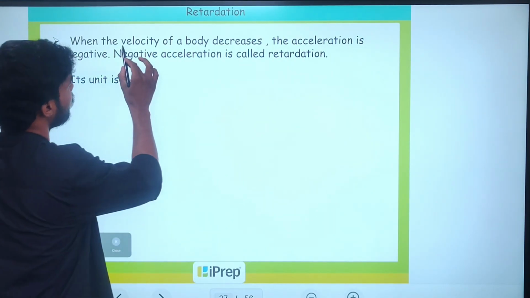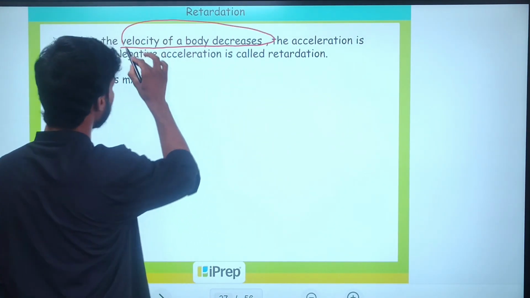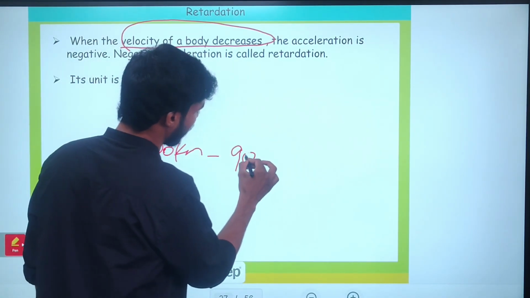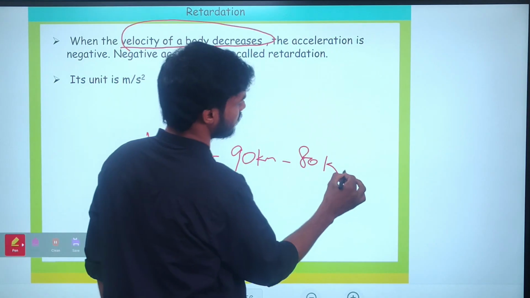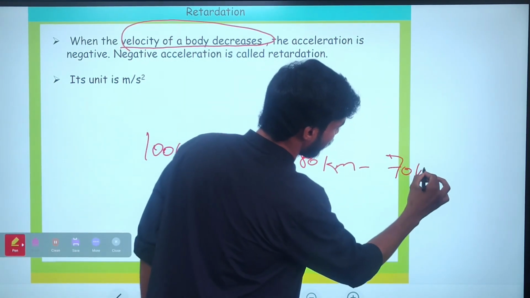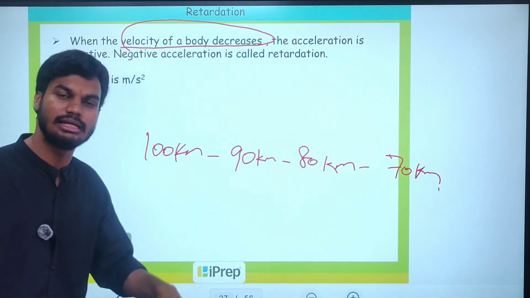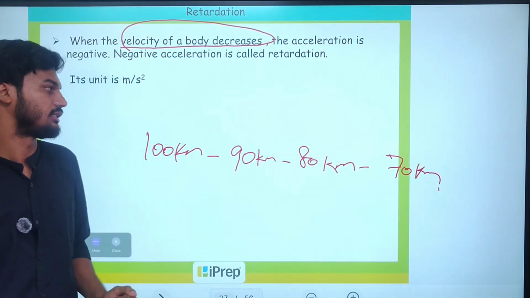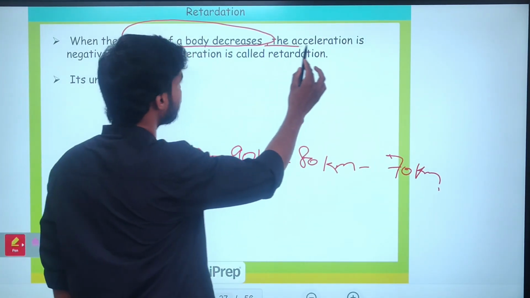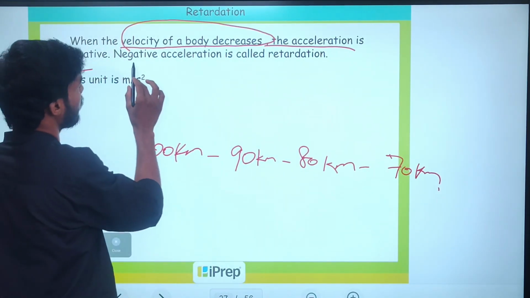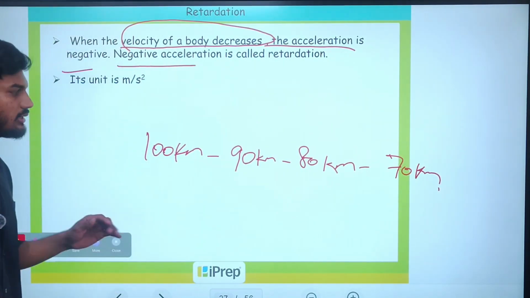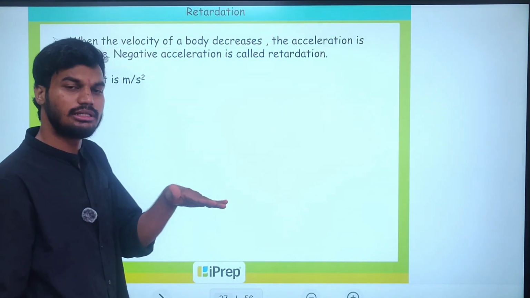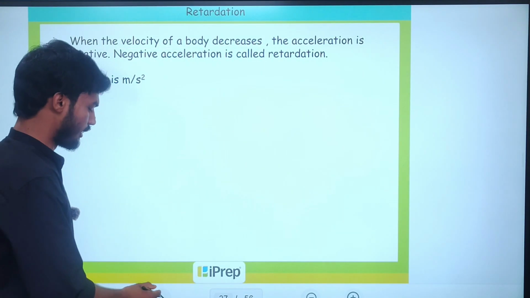Simply, the velocity of the body decreases. The speed was decreasing from 100 km per hour to 90, to 80, to 70 km per hour. Simply the speed is decreasing gradually. That is known as retardation. Right? It is negative acceleration. Simply, the speed decreasing is known as retardation.